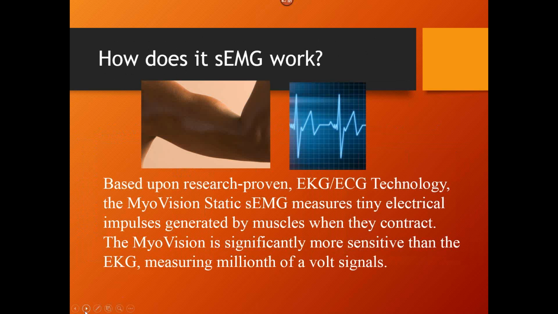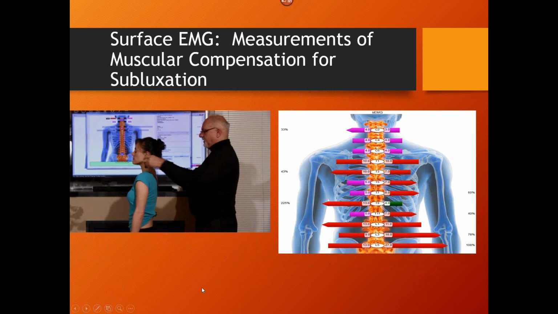So where did it come from? First of all, we're looking at surface EMG. Now, what does it do? I just want to make sure we emphasize this. We're measuring levels of muscle activity. It's not temperature. We're looking at, just like an EKG, the same technology. We're looking at the summation of depolarizations in the area we place the electrodes. So we're measuring that millionth of a volt signal generated when muscles contract. So think of it as a muscular compensation for subluxation. That's what we're looking at.